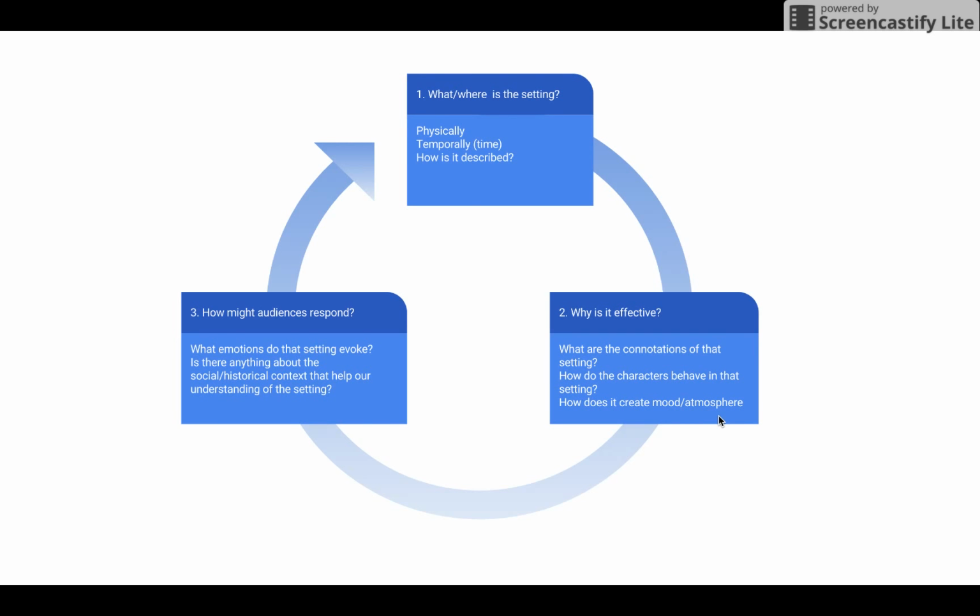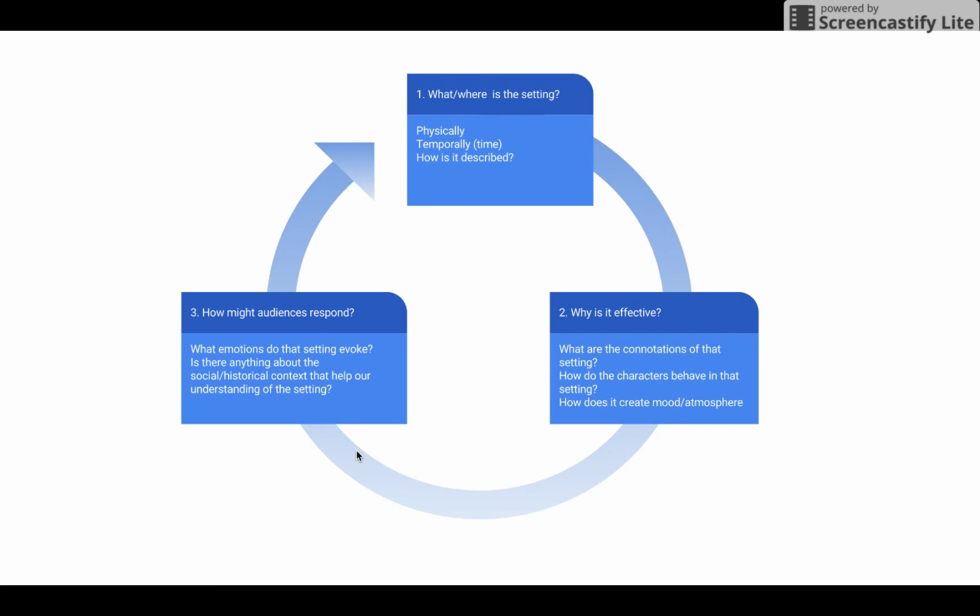Once you've done that, your only job really is to talk about audience response. So what emotions does that setting evoke? Is there anything about the social or historical context that help our understanding of the setting?